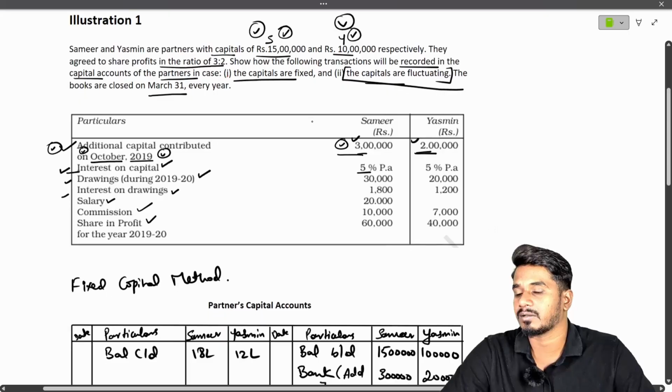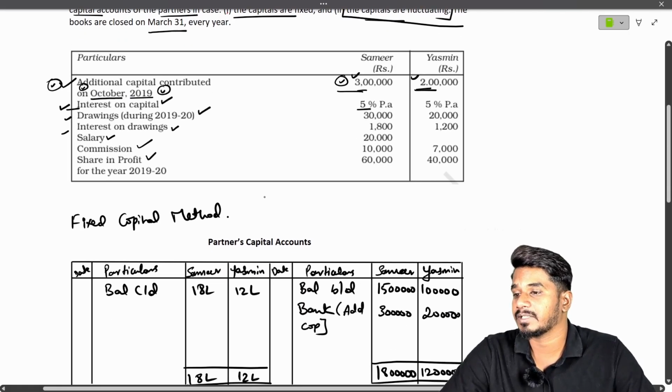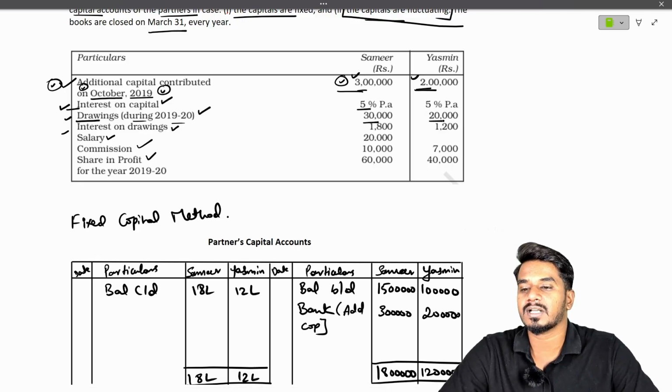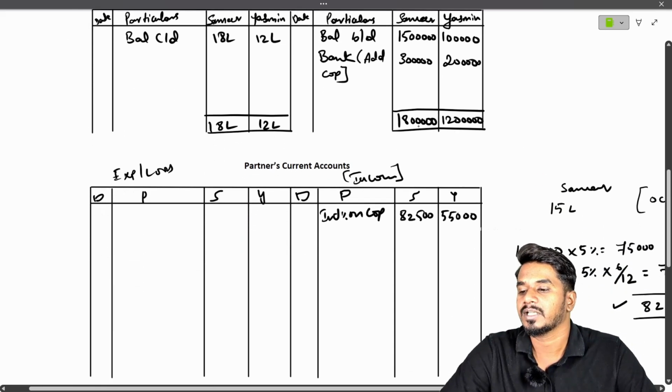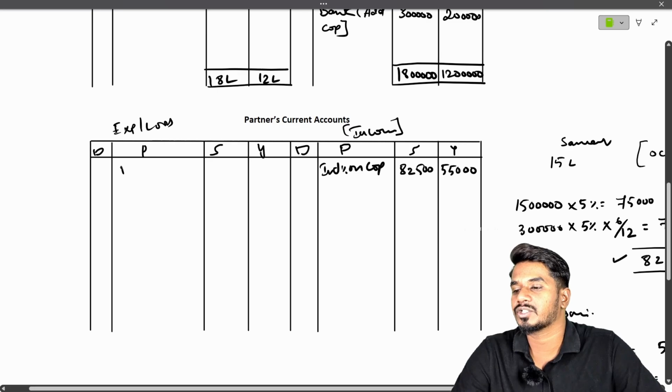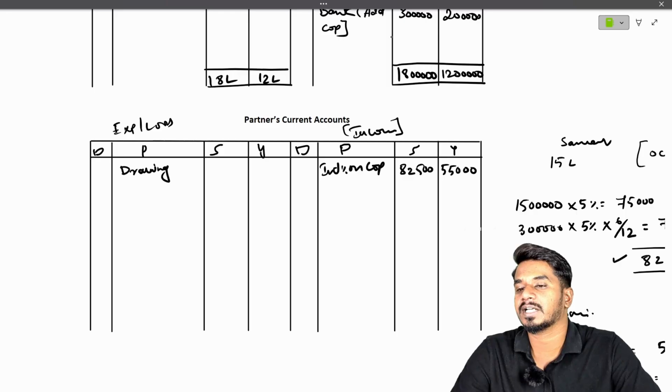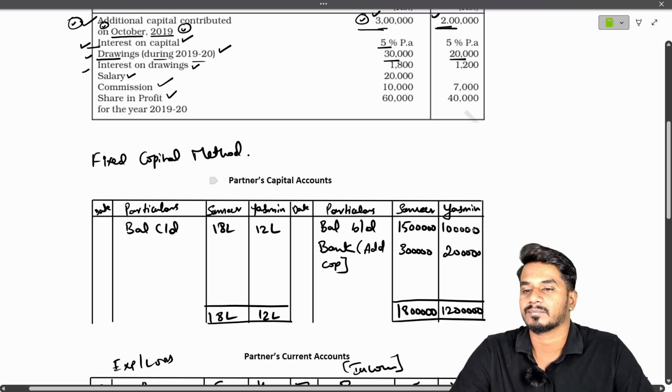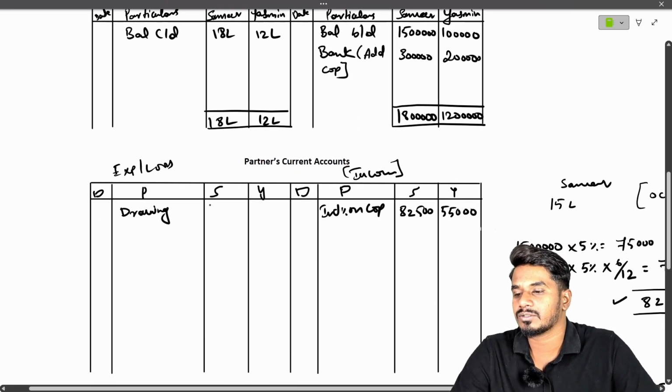What is the next item given? It is given drawings during 1920. It is 30,000 and 20,000. He withdrew, so we will show it on the debit side. If we are showing capital on the credit side, we should show drawings on the debit side. Drawings, how much? 30,000, 20,000. Understood?